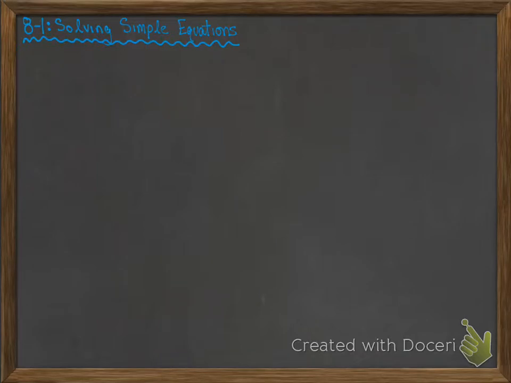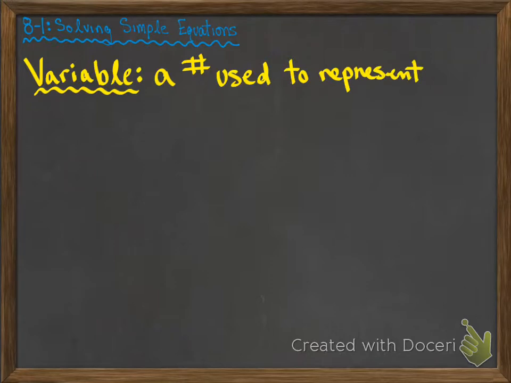To do this, we need some basic vocabulary. So let's start with variable. What is a variable? Well, a variable is a letter used to represent an unknown quantity. So typically we use X or Y. We talked about this in our last topic.